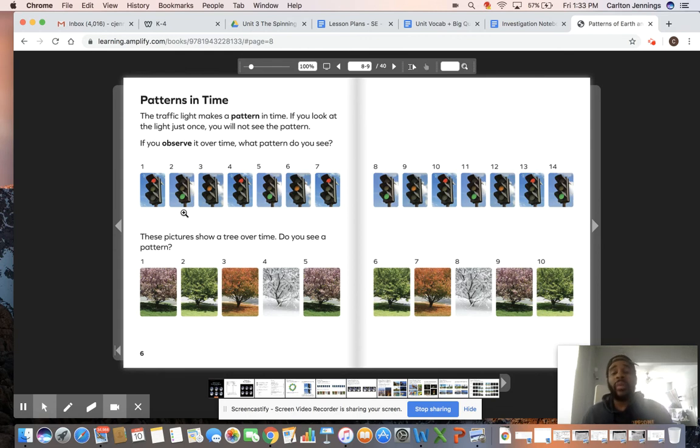Cool. I want you to tell someone next to you, what is the pattern that you see in those numbers 1 through 14? Get ready, go. Good. If you said red, green, yellow, red, green, yellow, red, green, yellow, red, green, yellow, red, green, this is the pattern that the traffic light is following.